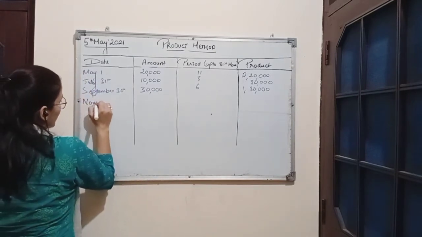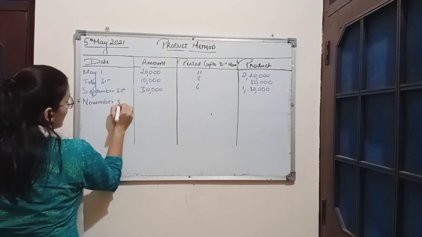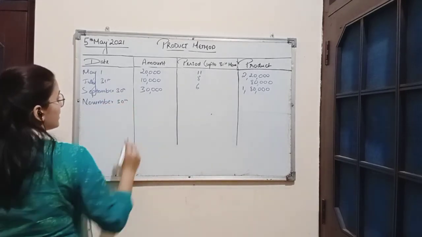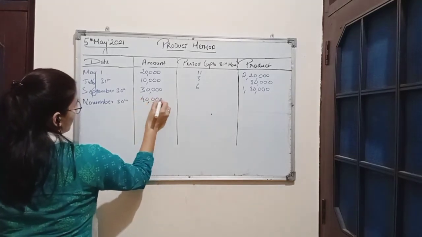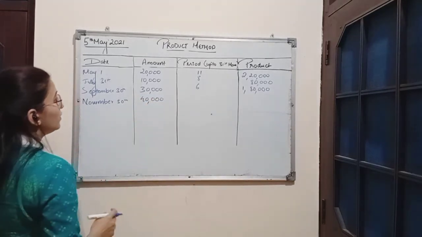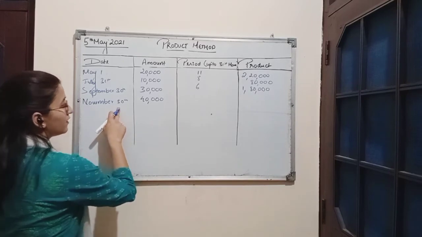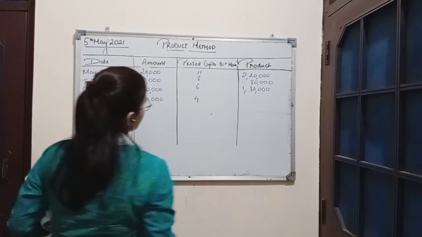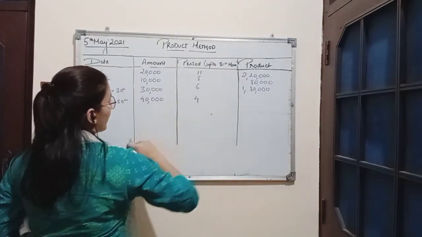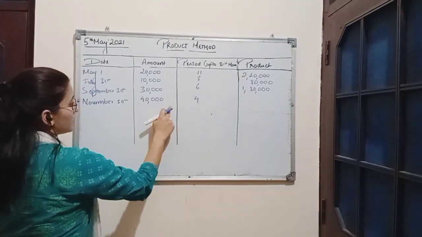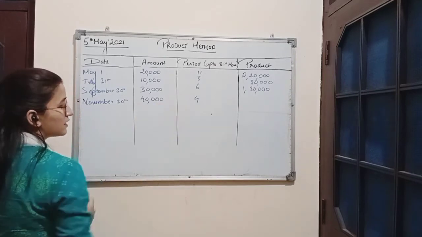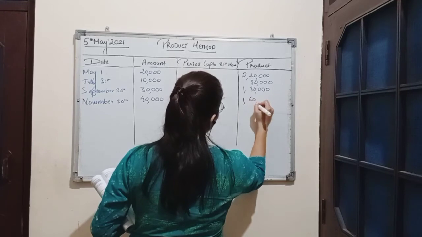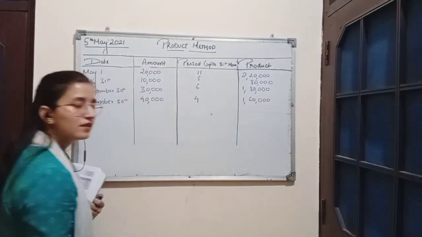Next, she has withdrawn the amount on November 30th and the amount is rupees 40,000. So the time duration from 30th November to 31st March is 4 months. So to calculate the product, we will multiply the amount of drawings, which is 40,000, into the time duration, which is 4. So 40,000 into 4 is 1,60,000.